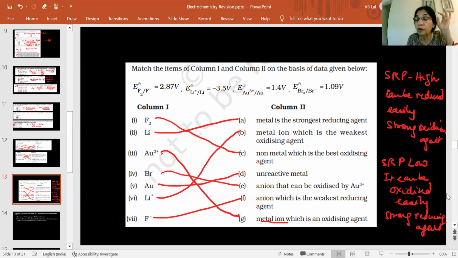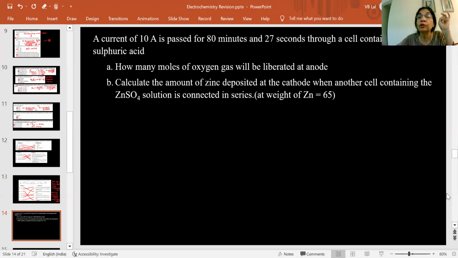Okay. Now we have questions which are numericals. So till now we were doing MCQs. Now I have collected a few numericals for you. That day we did only one each of each type. So we'll practice a few numericals.